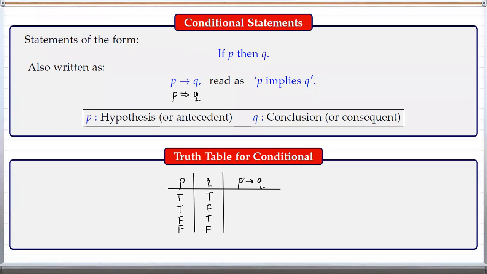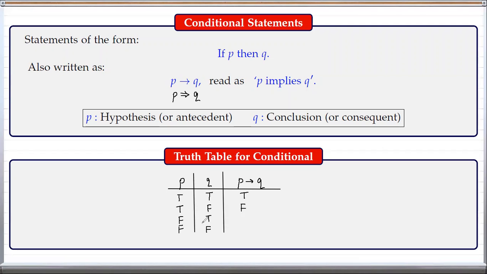So these are the possible combinations of all the truth values of P and Q. Now P implies Q. If P is true, Q is true, then P implies Q will be true. A true statement implies a true statement. When P is true, Q is false, P implies Q will be false. A true statement cannot imply a false statement.